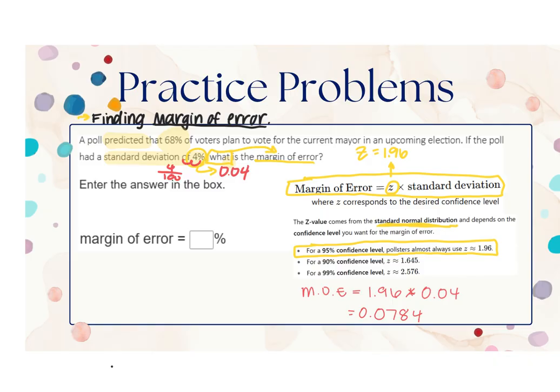0.0784. Now, if you notice, they want us to give it in percent form. So what we're going to have to do is either multiply it by 100 or move the decimal over 2 places to the right. So we end up with 7.84%. Now, like always, make sure the answer is the correct place value. So if you need to round to the nearest tenth, it would be 7.8%.